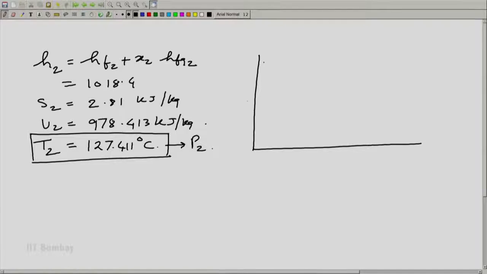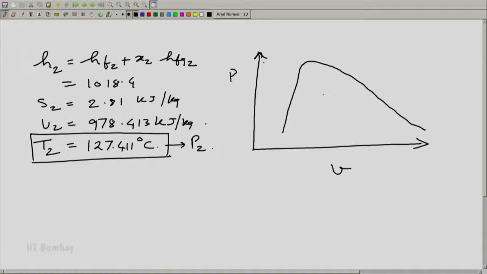Importantly, I would like to show this process 1 to 2 on a PV diagram. Because the entire process happens in the two phase region, I would like to locate point 1 and point 2 schematically on a PV diagram, and that will actually tell everything about the process itself. So let us plot these points 1 and 2 and draw this process 1 to 2 on a PV diagram. So this is PV. Typically the PV diagram would look like this.